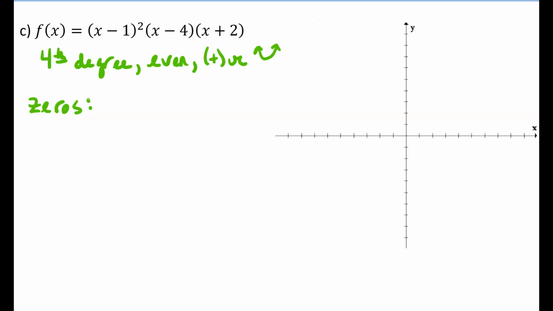So it makes it very easy to identify the zeros. All right, what are our zeros? 1 with multiplicity 2, and we have 4 and negative 2. Okay, I'm going to go ahead and plot those. So we have a positive 1, positive 4, and negative 2.